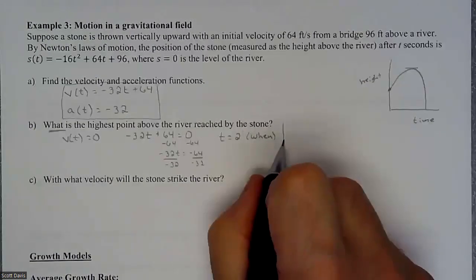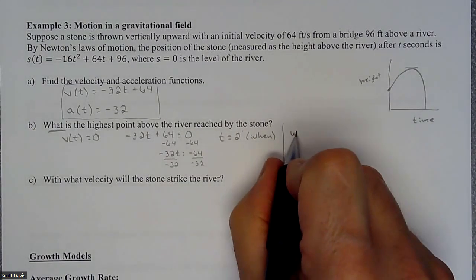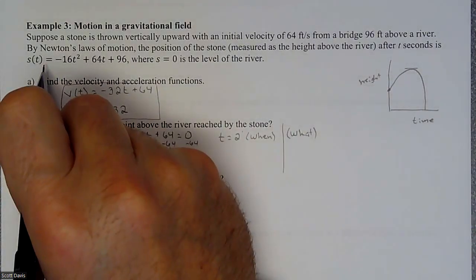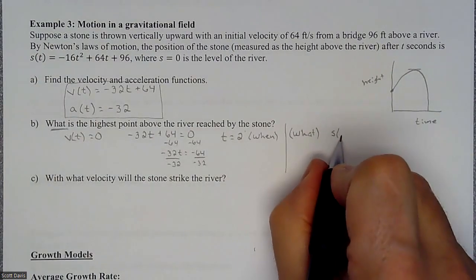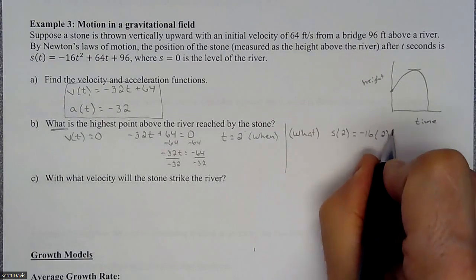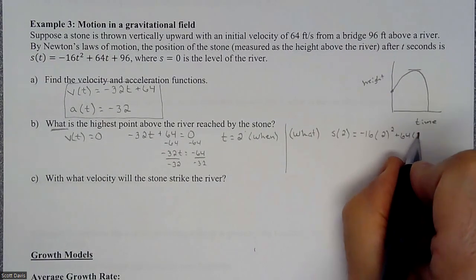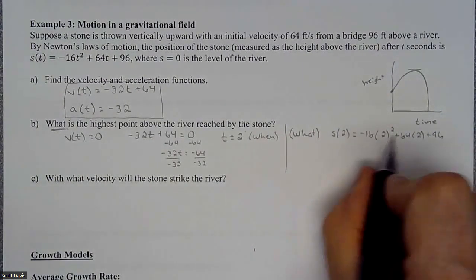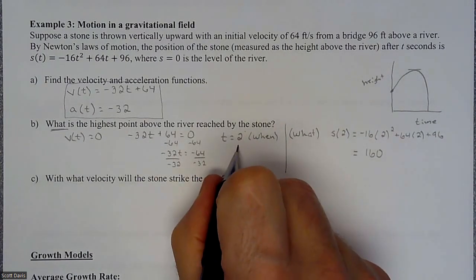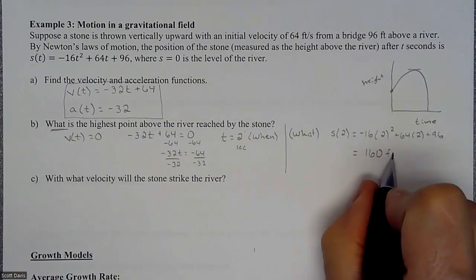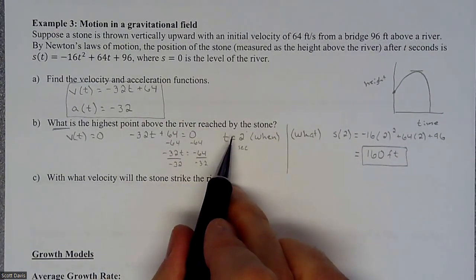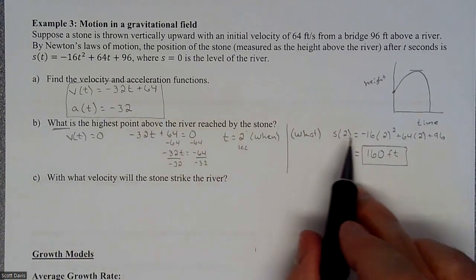From here, to find the what part, we already have the when. So what is the height? We have our position function. We want to know what the position was at 2 seconds, which means we're taking negative 16 times 2 squared plus 64 times 2 plus 96. If you put that into the calculator, it's going to give you 160. That was at 2 seconds, and this is 160 feet. So it depends what they're asking for. If they're asking for when the maximum happened, great, that's that answer. But if they're asking for what the maximum is, then that's our answer.